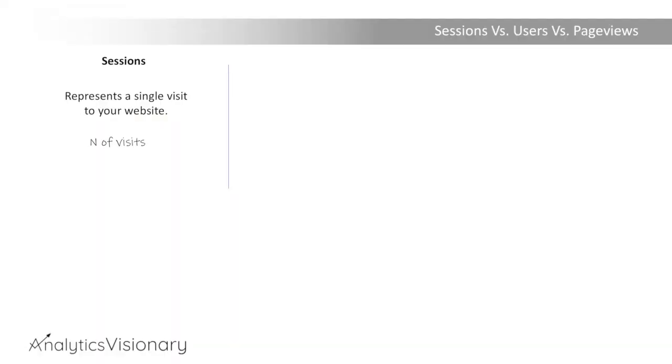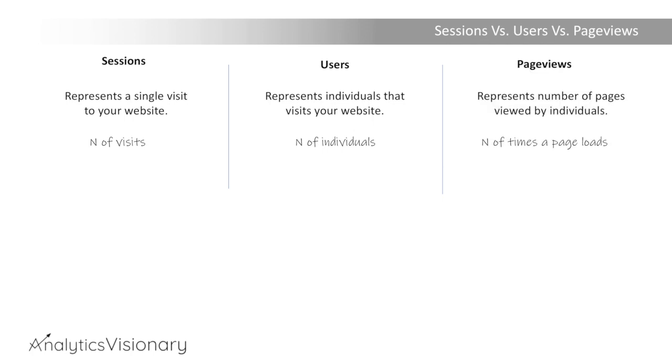So sessions represent a single visit to your website. We can understand sessions as the number of visits to our website. Users represent individuals that visit your website. You can see this as the number of individuals. And then page views represent the number of pages viewed by individuals. In other terms, the number of times a page loads.